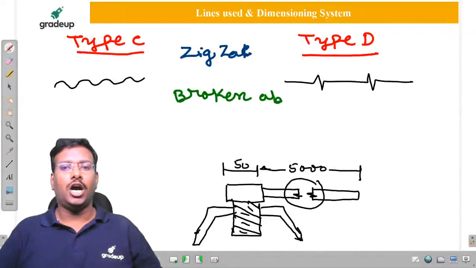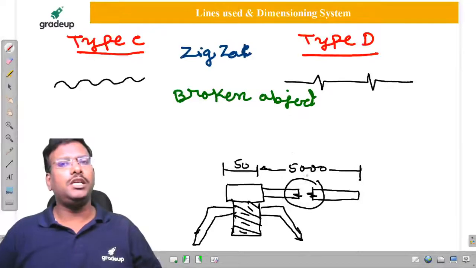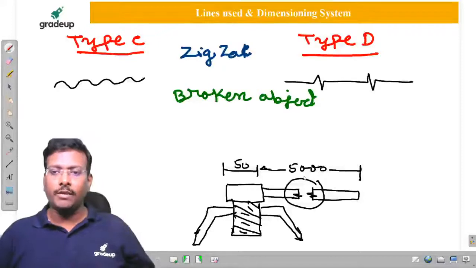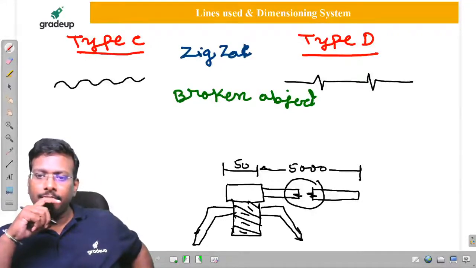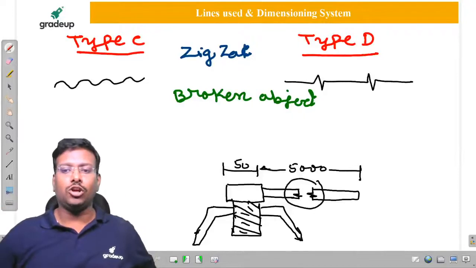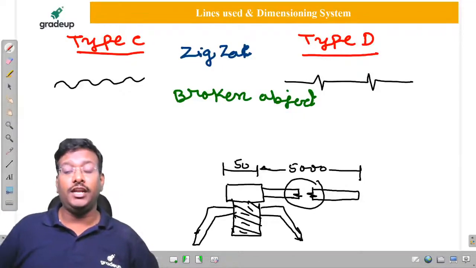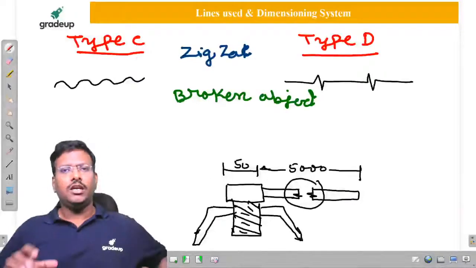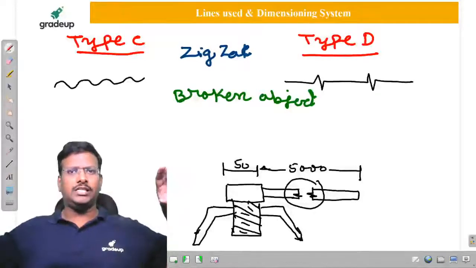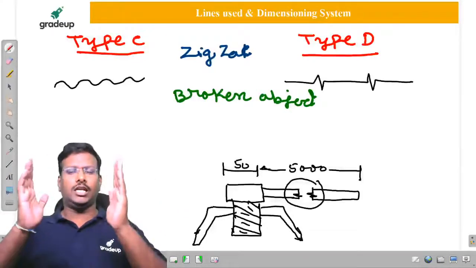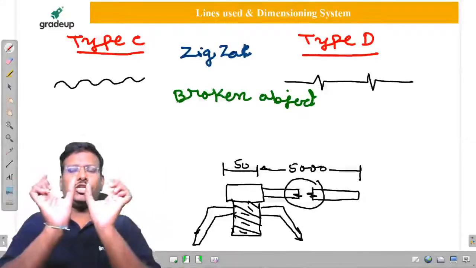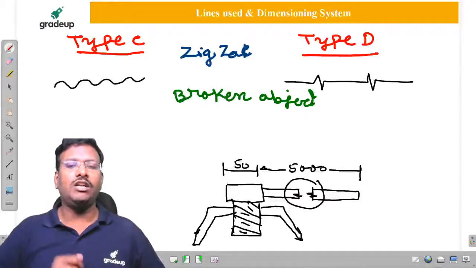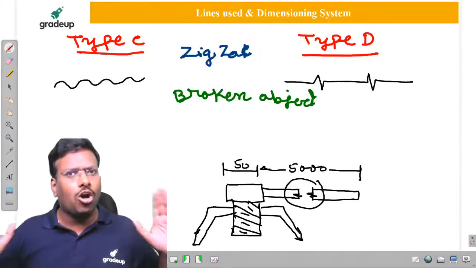Sir, for representing broken objects, why do you need two types of lines? Yes, that is correct, Atul. In the case of beams, a very huge length is there. If the system has the same properties, instead of showing that length, they will break at the inner portion, show only the extreme ends, and not consider the remaining. Whenever they give the break, it means it is a very long object.